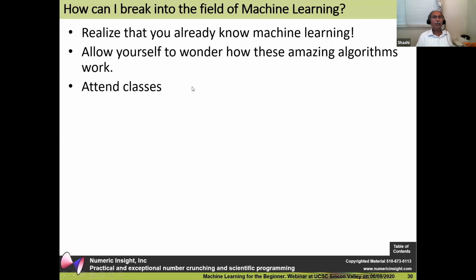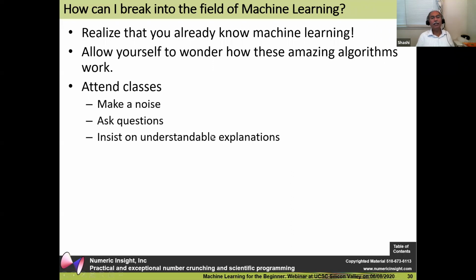So attend classes. You can attend classes if you are capable, and I know many are. You can read on your own. There is so much material available. You can absorb and start applying. Make a noise, ask questions. You insist on understandable explanations. At least if you come to my class, I expect you to do all of these things.